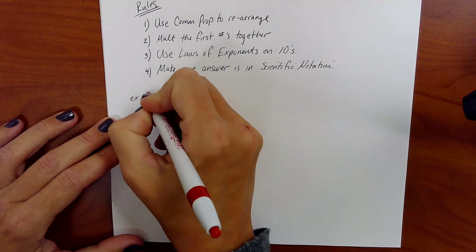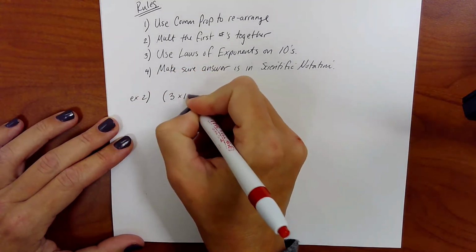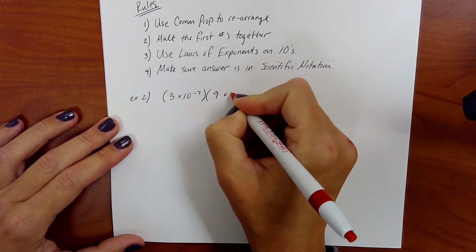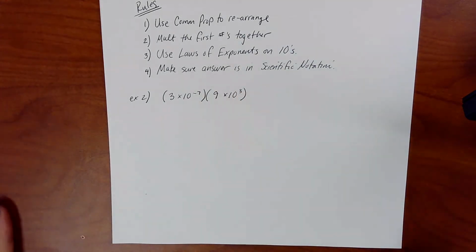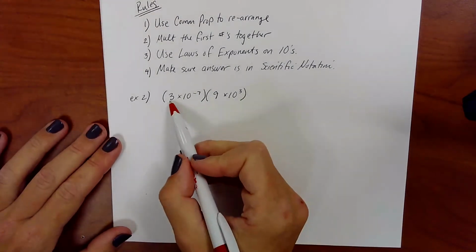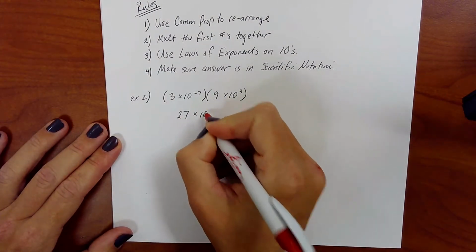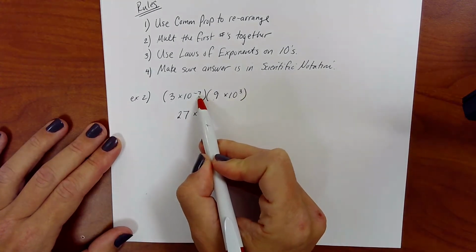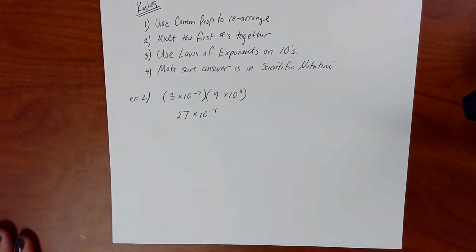So we're up to example 2. Let's try 3 times 10 to the negative 7 times 9 times 10 to the third. Okay, so I'm just going to do the rearranging in my head. I'm going to do 3 times 9, that's 27. 10 to the negative 7 times 10 to the third. So negative 7 plus 3 is negative 4. Now, is my answer in scientific notation? No, 27 is too big.